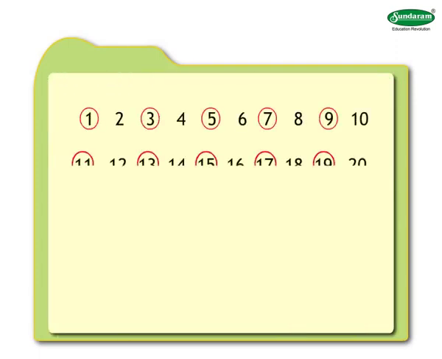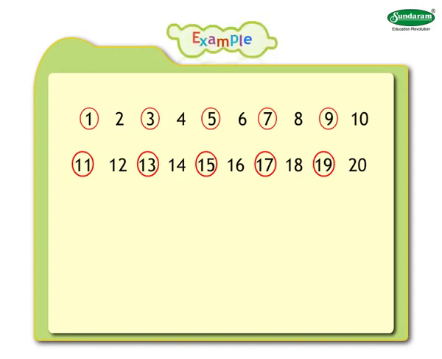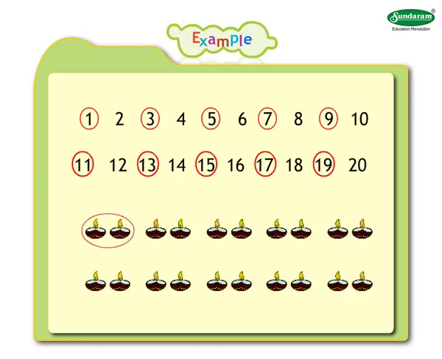Now look at the numbers that are not circled. Take a collection of objects equal to those numbers. Form pairs in each collection. For example, consider number 2. If we consider a collection of 2 objects, we can form a pair. None of the objects will be left.